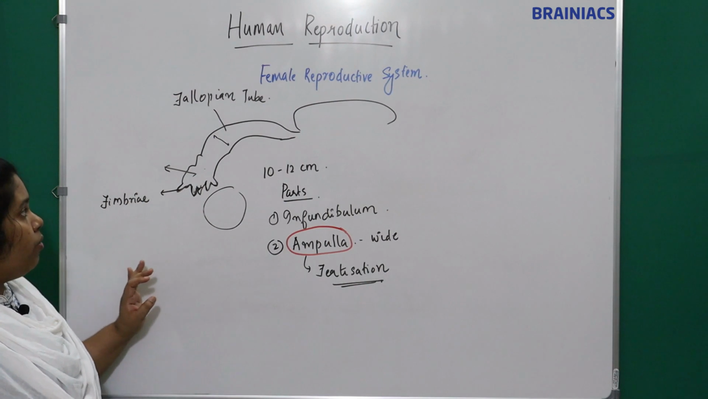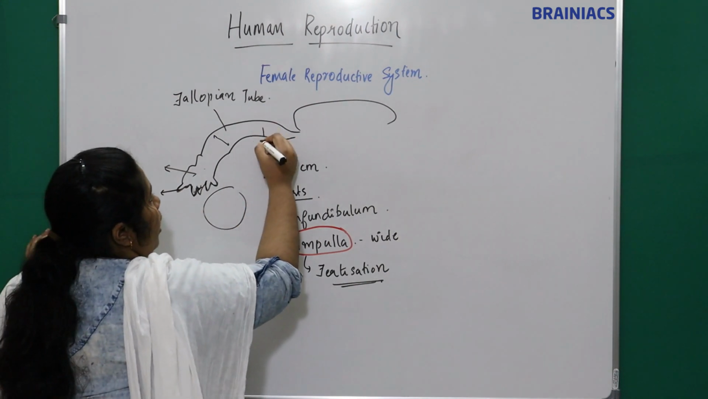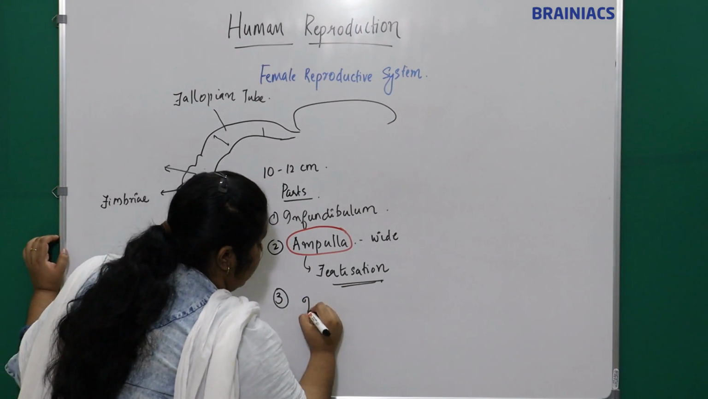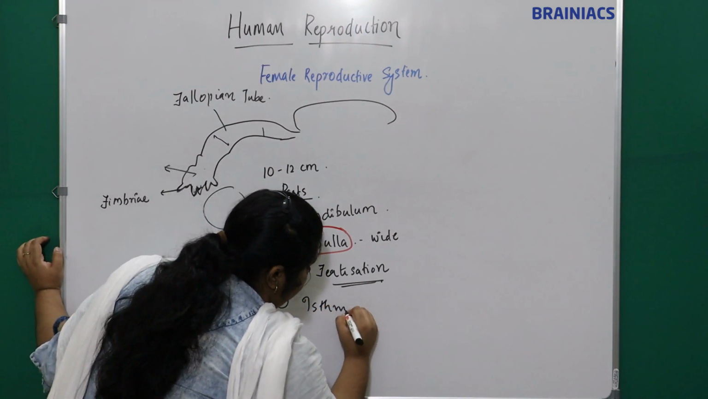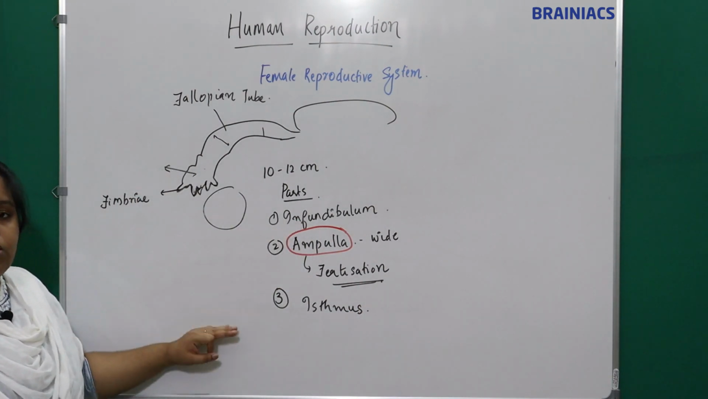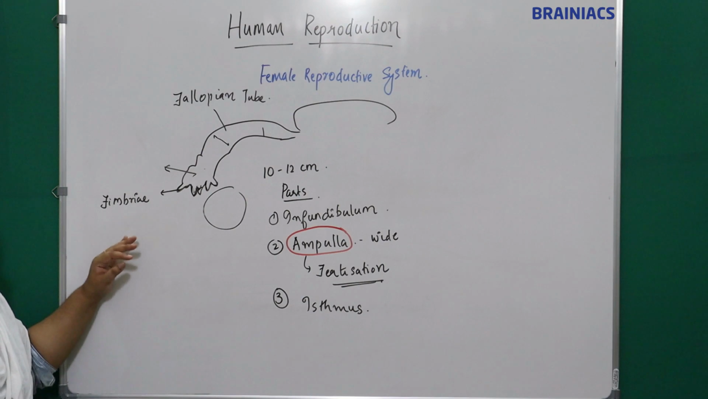Followed by that, we have a narrow part. That narrow part is called the isthmus. These are the three parts of the fallopian tube.